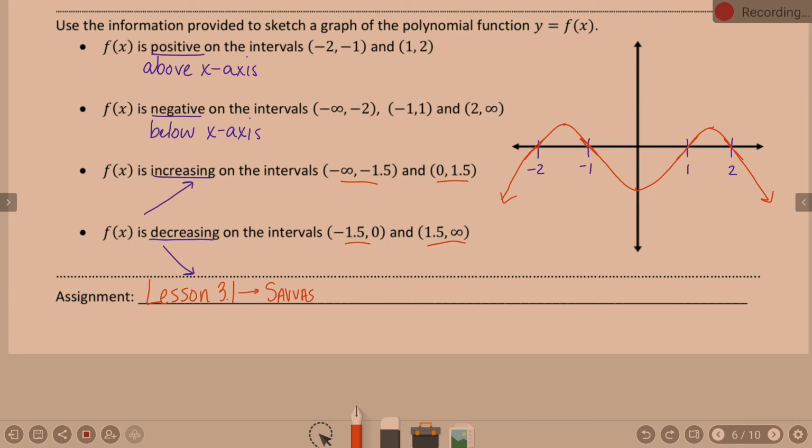That's lesson 3.1. You have a homework in Savas that should be listed as due tomorrow. It should go pretty quick, pretty short. Make sure you get it done for tomorrow, please, okay? And check with me if you have test makeup. You have 2.7 in, chapter 2 review worksheet.